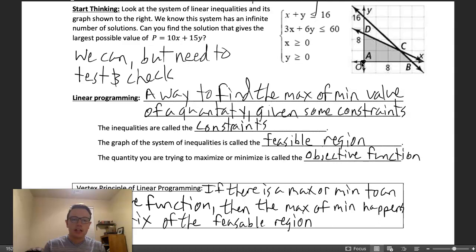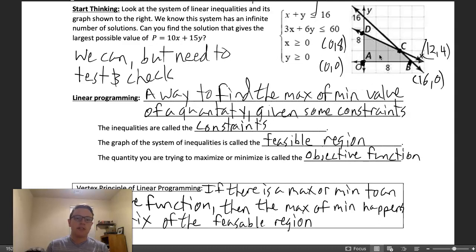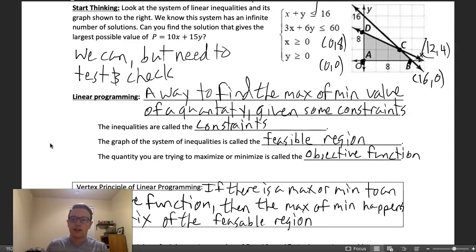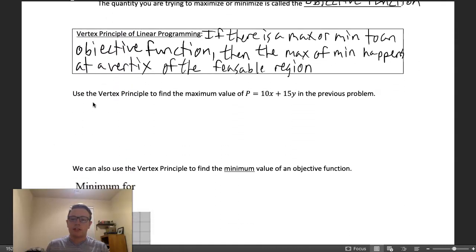We have one here, so that's going to be the point 0, 0. We have another point up here, that's going to be 0, 8. We have a point down here, which we're going to have to figure out what that is. And we have a point here. That point looks to be 12, comma, 4. Now this last point here, b, is going to be 16, comma, 0. So we have a whole bunch of different points to test out. Let's go ahead and list these all down where we're trying to find the maximum value.